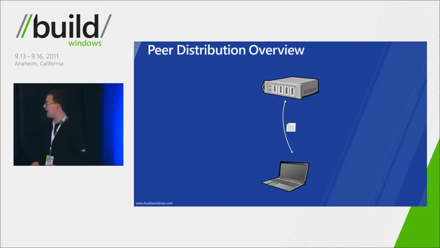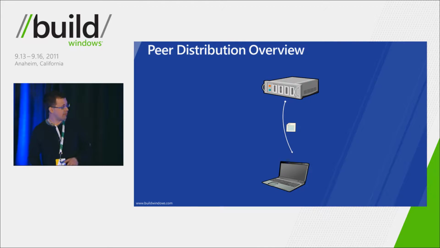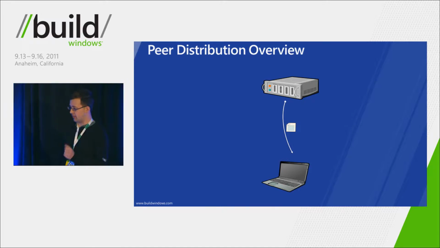So let me give you a very high-level view of how the peer distribution APIs work. Here I have my content server, and I have a client who's going to try to retrieve some piece of data from the server. Now, when you're using these peer distribution APIs, you want to think about it in terms of 4 high-level steps.